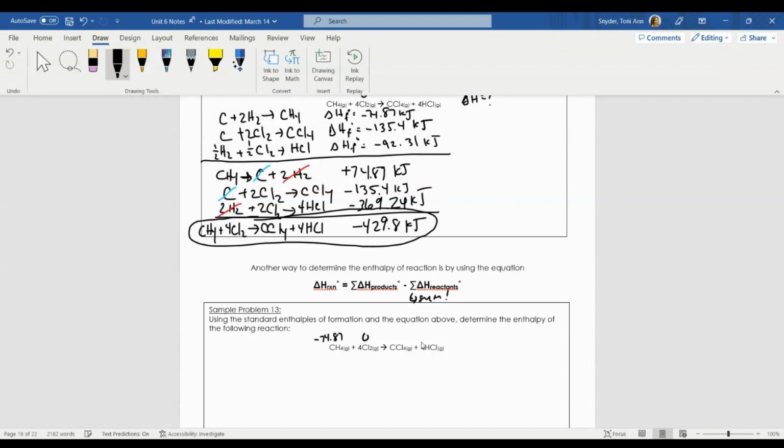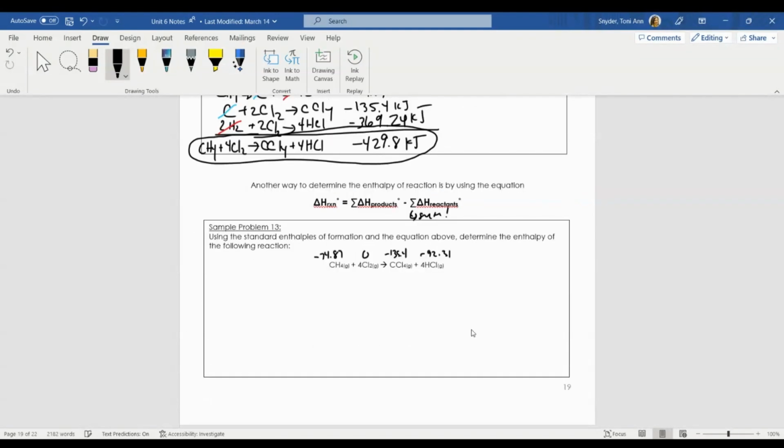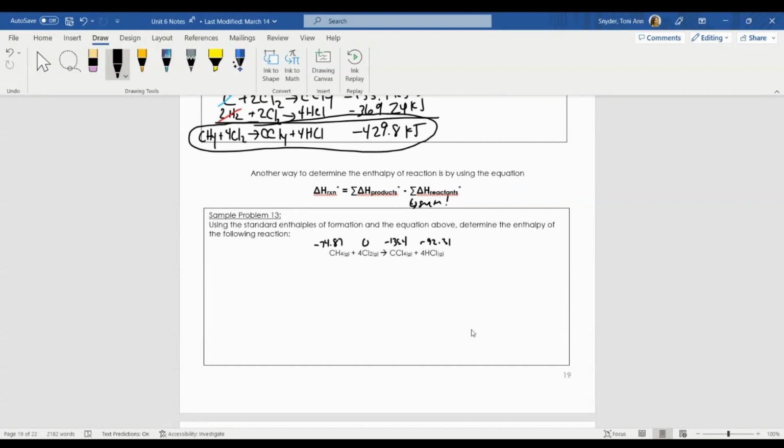This guy's 0. Carbon tetrachloride is negative 135.4, and hydrochloric is negative 92.31. Those, again, like I said, you could find on the standard enthalpies chart. Let's go ahead and solve for this.